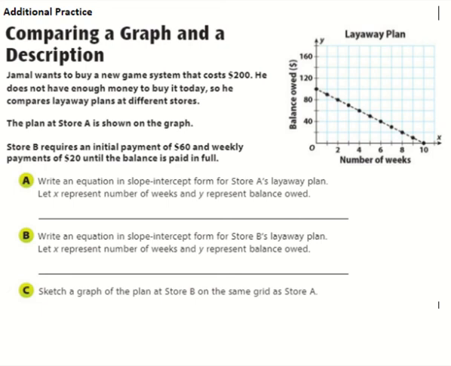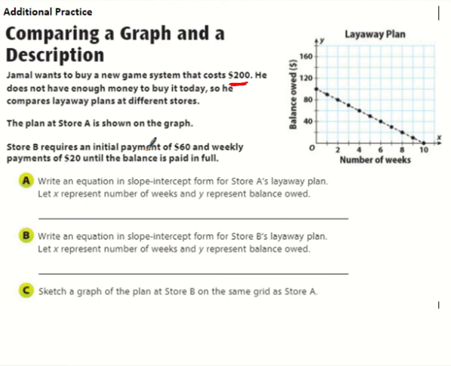So Jamal wants to buy a new game system that costs $200. That's the cost of this game system. It's a nice cheap game system. Maybe it's a used one or it's an older one. He does not have enough money to buy today, so he compares layaway plans at different stores. Layaway is when you purchase it, but then you pay them back as time goes on.